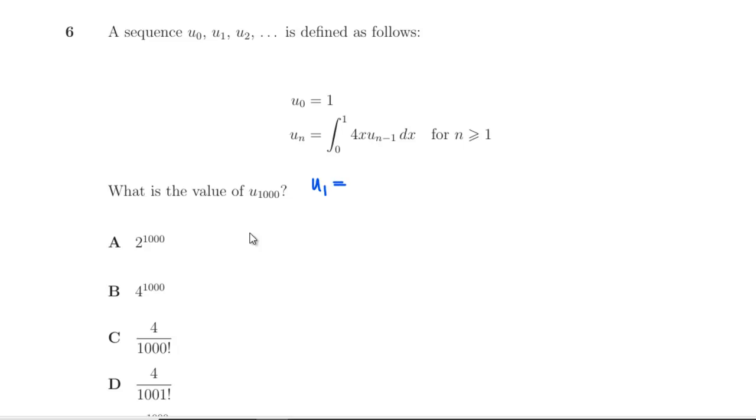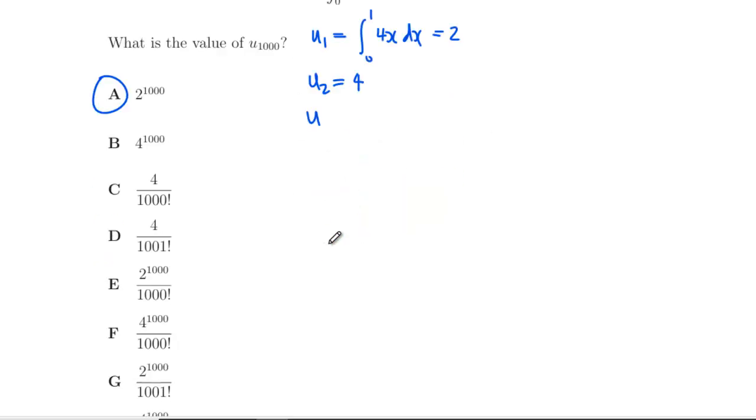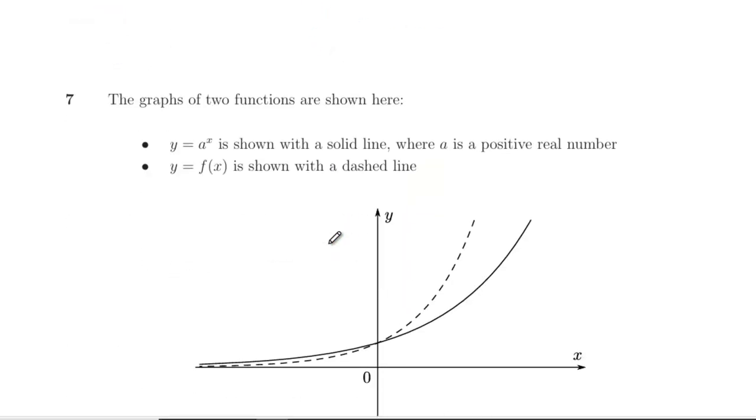So U1 is going to be the integral from 0 to 1 of 4x dx. So that is going to be 2x squared, so it's going to be equal to 2. U2 is then going to be double that because we're multiplying it by 2, so it will be 4. U3. Oh, we're just doubling each time then. So we're doubling each time, so we're going to have A, 2 to the 1,000. Okay, that was a really quick one.